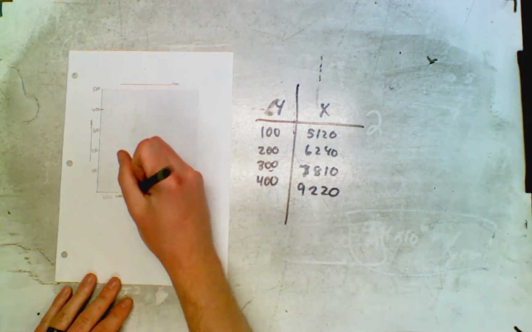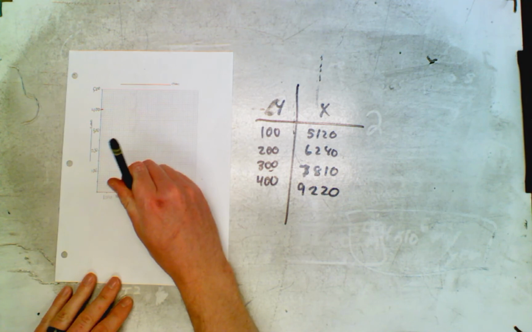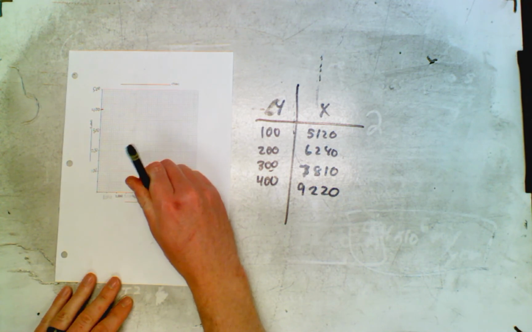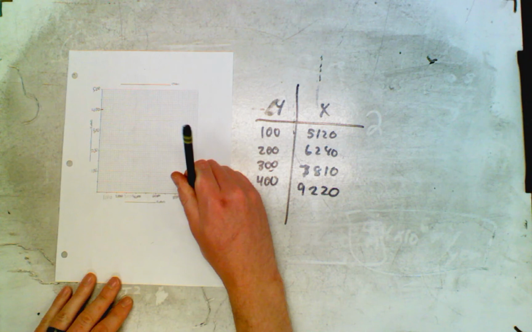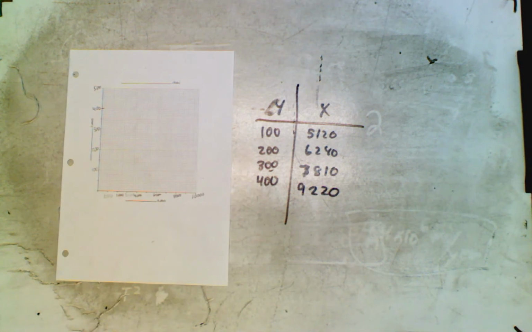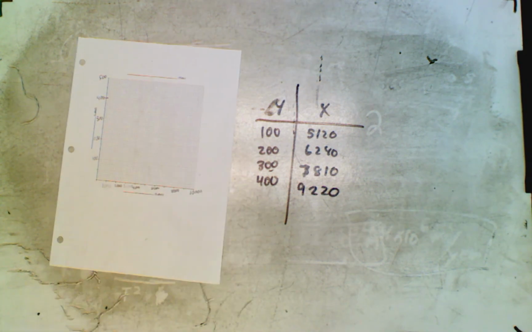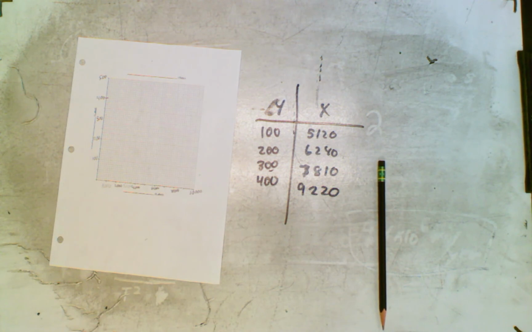So I'll go 2,000, 4,000, 6,000, 8,000, and then 10,000, like that. You can see it's spaced a little bit further apart and it doesn't bunch up. Those are just some tips, and we'll practice that when we do an actual graph.